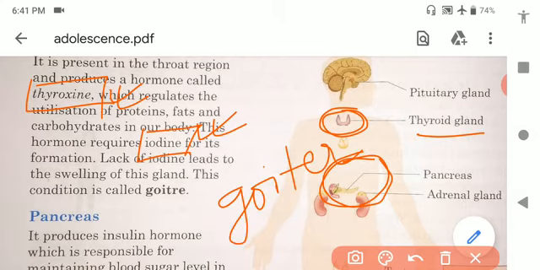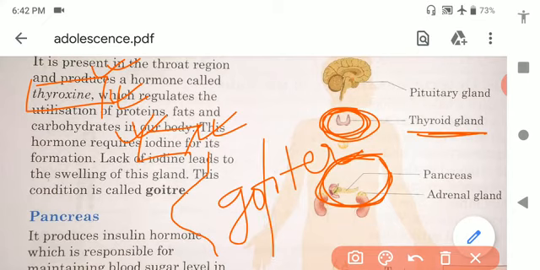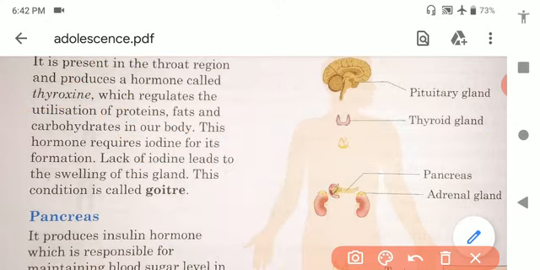Once again I am repeating, if we are not consuming iodine in the proper amount, the secretion of thyroxine will decrease, and if the secretion decreases, the thyroid gland swells up and protrudes out of the neck. It looks very odd, like this. This inflammation of the thyroid gland is in common language called goiter. So iodine is very important for the proper functioning of the thyroid gland.